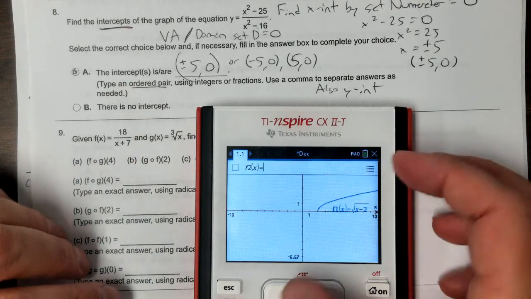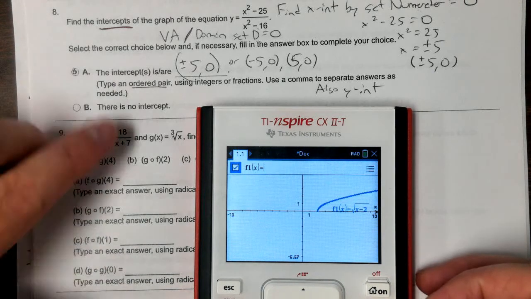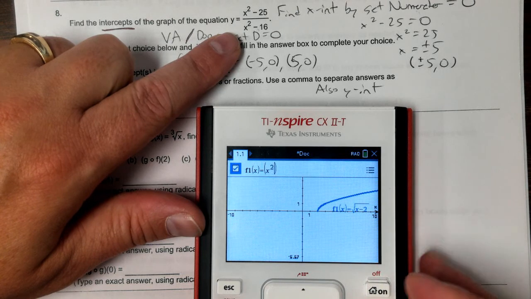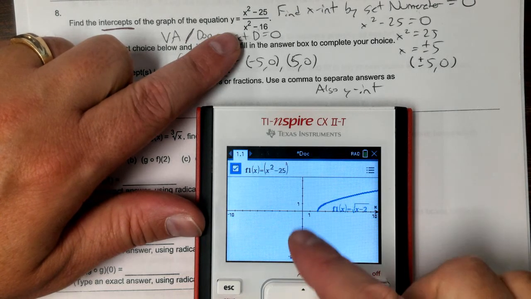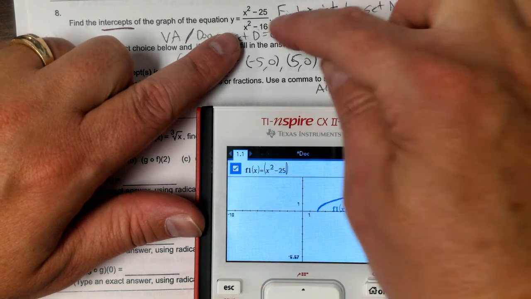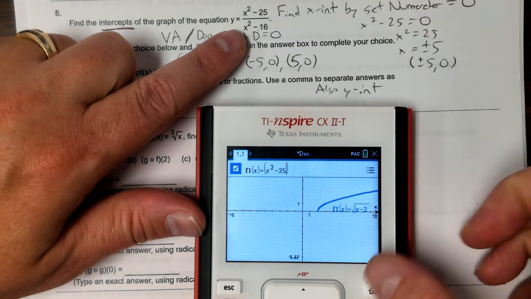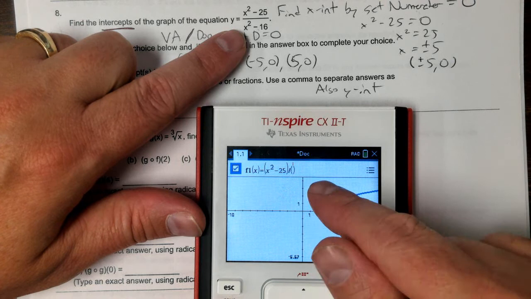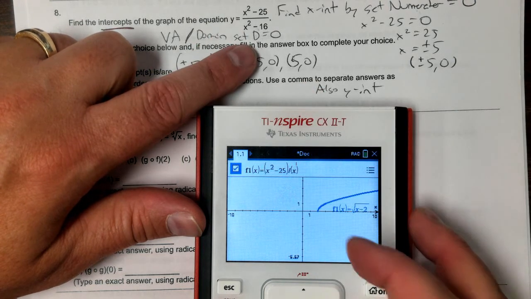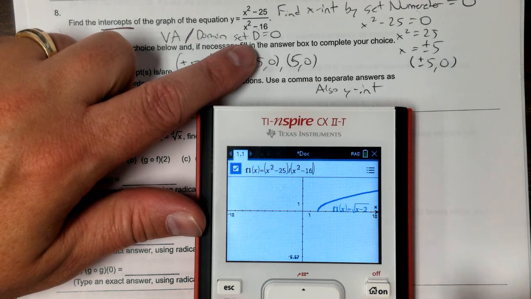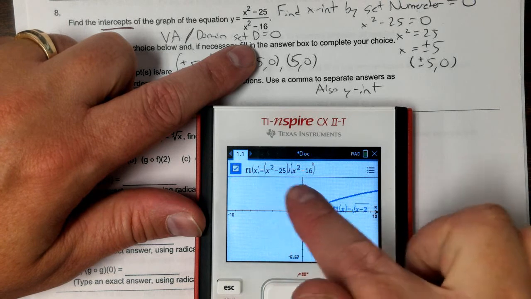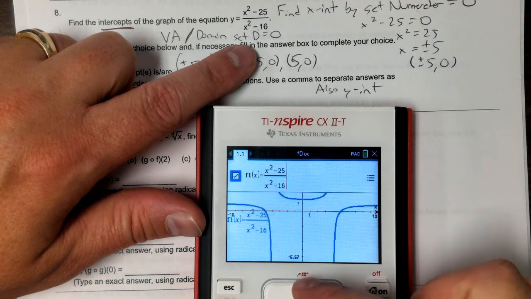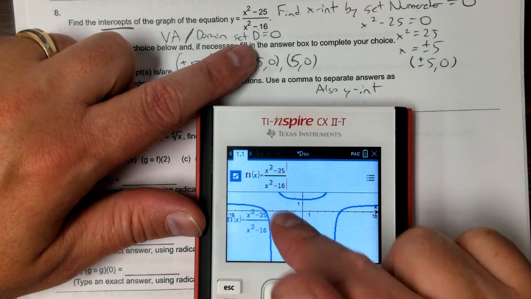So if we go parentheses x squared minus 25, remember the reason we need the parentheses is because all of that goes on top. Then go to the right, and then all of the x squared minus 16 goes on bottom. So that over that. Double check how you typed it to make sure it looks right, and it does.